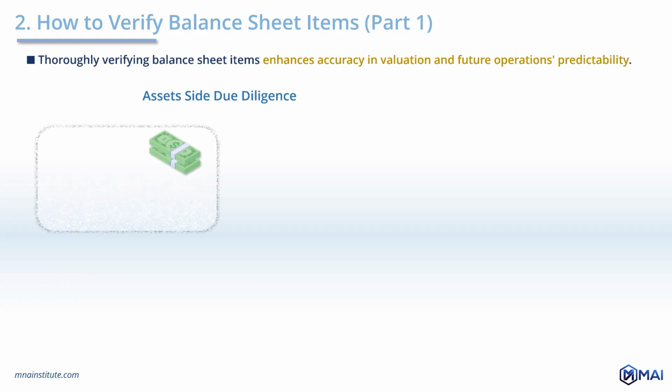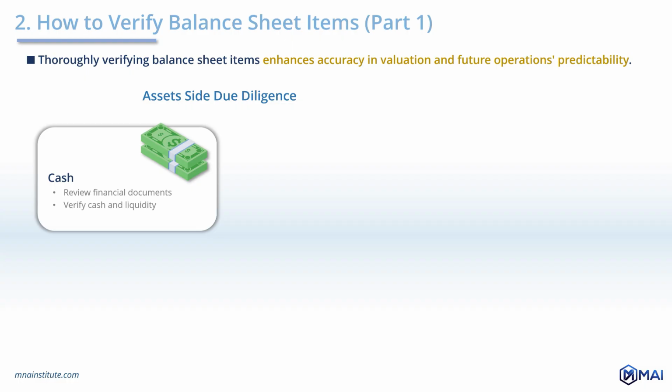For cash and cash equivalents, you must do the following. Review bank statements, reconciliations, and cash flow forecasts. Verify the existence of cash through bank confirmations and assess the liquidity position of the business. Analyze the historical and expected future cash flow patterns to understand the company's operating cycle.